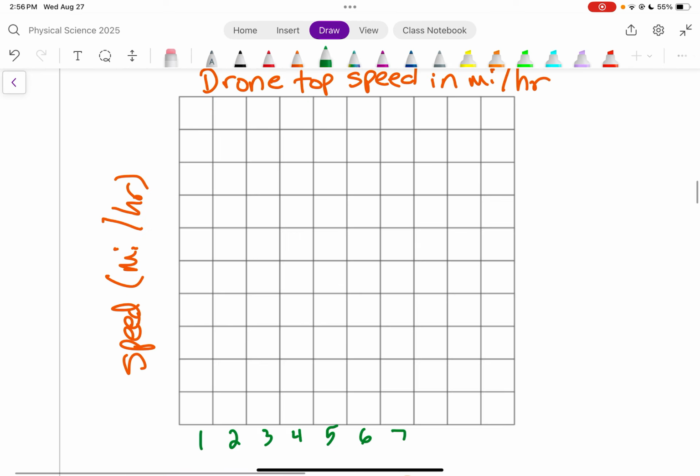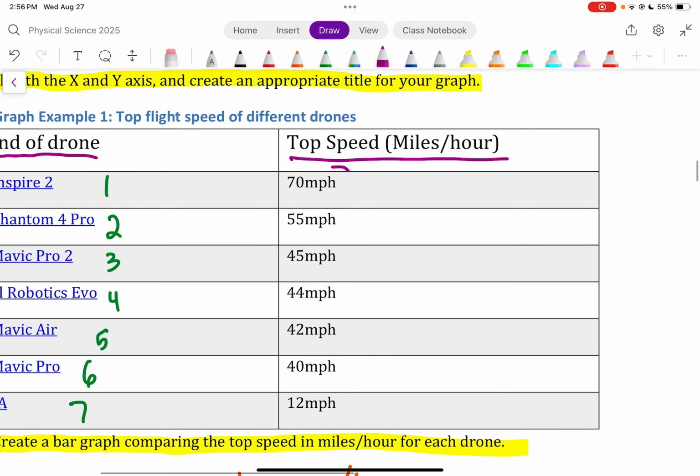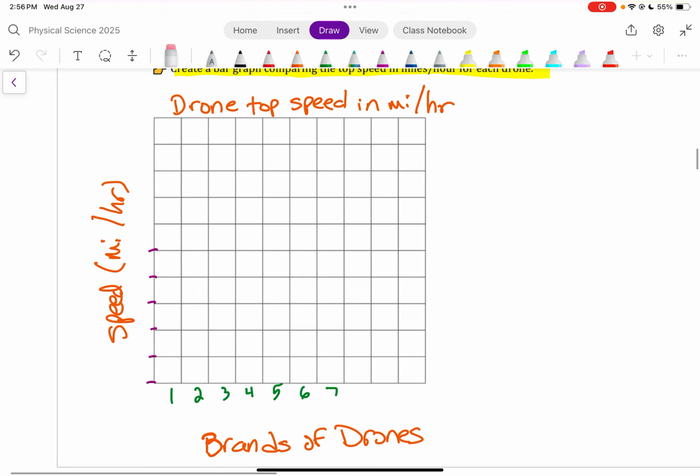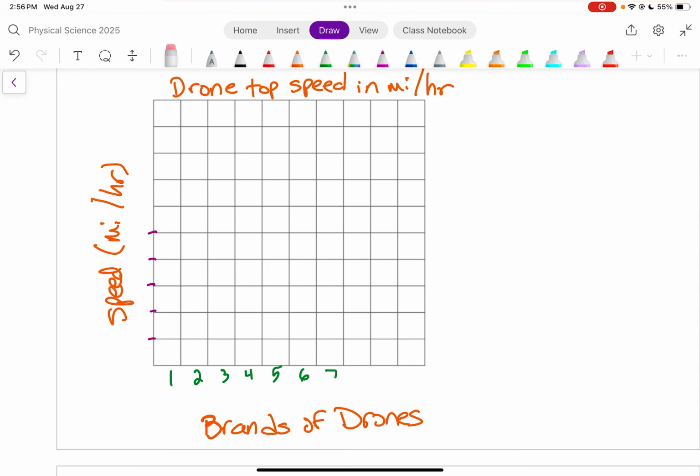Then I look at the speed in miles per hour, so I've got to label this. I'm going to need some numbers over here. I look at the speeds, and we're going from 0 all the way up to 70. So I'll start at 0, and 70 is our highest. So I'm going to number my y-axis now. Now I've got my x-axis taken care of, got my y-axis taken care of.